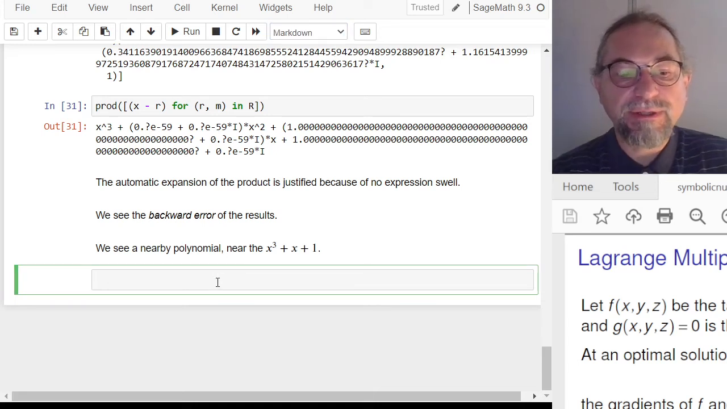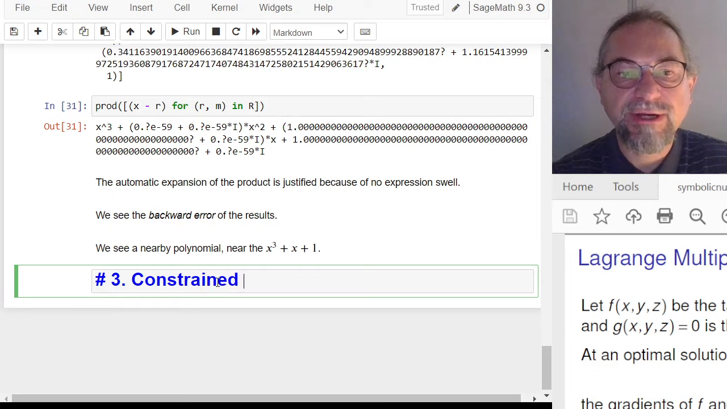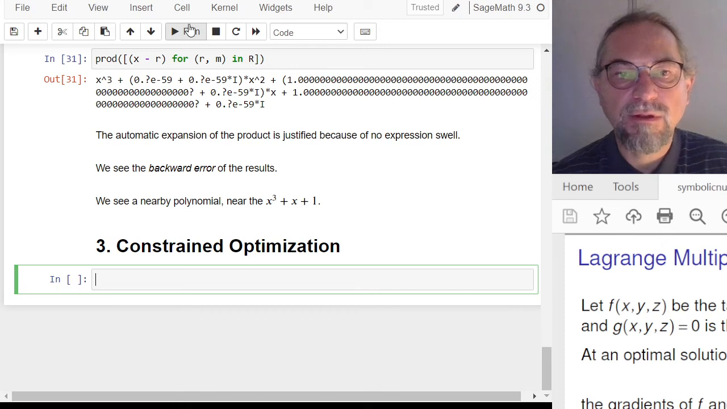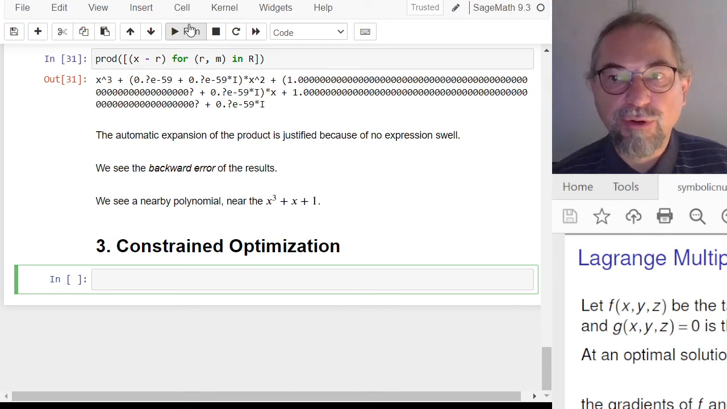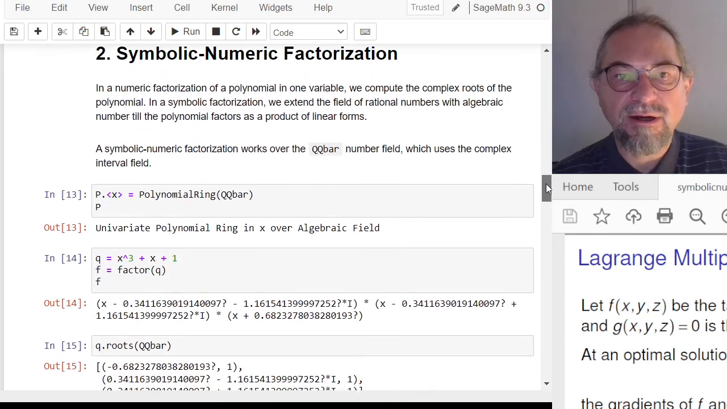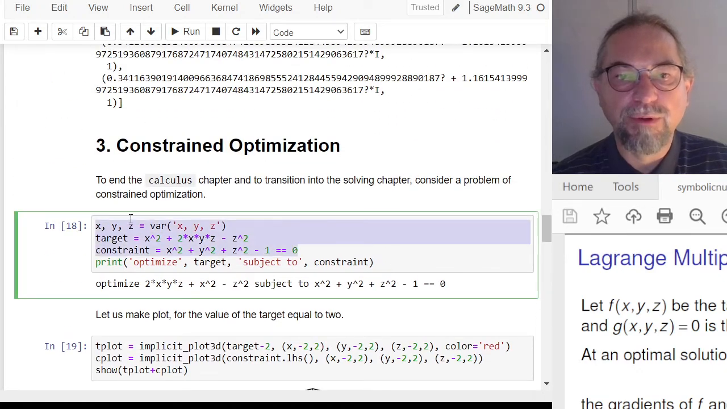Okay, so the last topic to conclude and to transition into the next chapter is on constraint optimization. So in this next chapter we're going to solve polynomial equations, linear equations, differential equations, and optimize over polyhedra. I will go to my preparation to get the problem formulation correct.